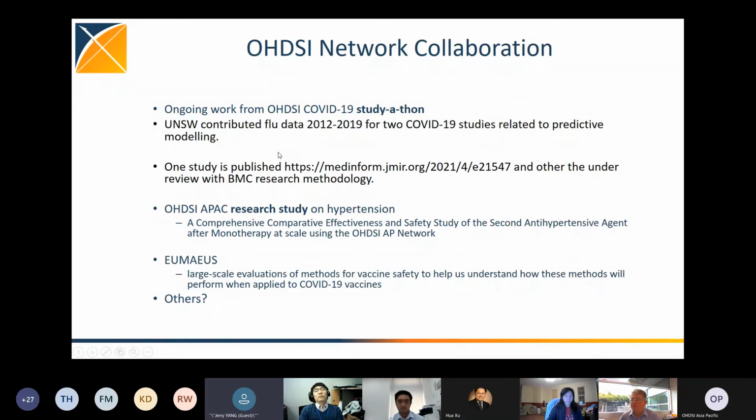We participated in the COVID-19 study-a-thon, UNSW contributing flu data, and there's a study published with the URL here, which is on the common slides that the group should have. And Nicole's group has been working on the Odyssey APAC research study in hypertension. And UMAIS, this is an international piece of work as well. I think Nicole could report on this better than I. Unfortunately, I'm not much across that piece of work.